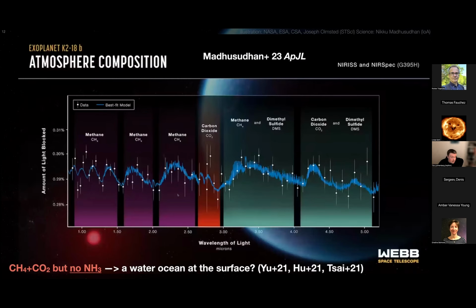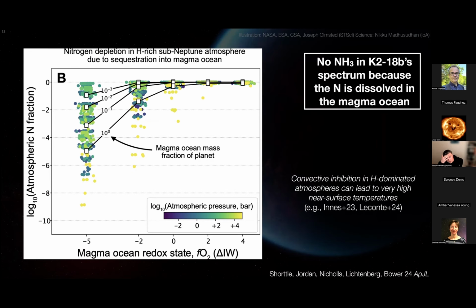One of the key parts of this here is the absence of ammonia. In a paper led by Olli Schortel, he showed that this is actually a natural consequence if all sub-Neptunes are internally molten, because nitrogen in a reduced CHNOS chemical system likes to strongly partition into silicate liquids.